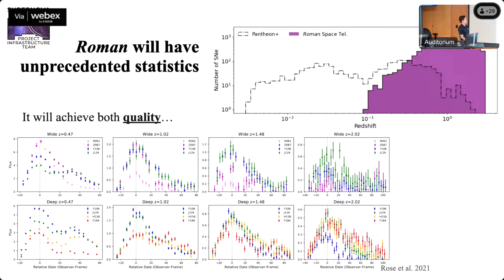These are some representative light curves here that we're expecting from Roman, out to high redshift, great quality, as well as quantity. If you look at the expected sample that we're going to get from the time domain survey, you're going to see very high in redshift, as well as huge numbers as compared to what we've gotten from Pantheon Plus, for example. So that's the redshift histogram there.